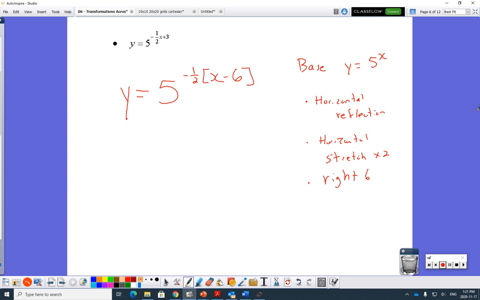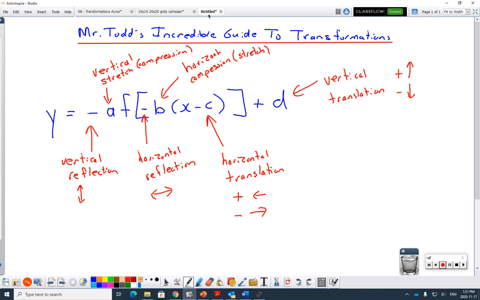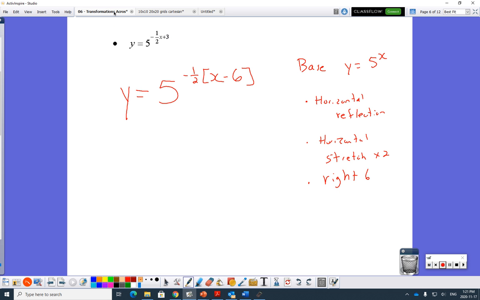Let's try in your words, shall we? Where did I get the horizontal reflection from? Where's that appearing in all this? The negative inside there. That was in that chart I gave you at the start. It says, hey, if there's a negative inside there, that's a horizontal reflection. How about the right 6? I'll do that first. That's easier, right? Right 6, negative 6, weird. Why wouldn't negative 6 be left? Well, when it's inside the function, it does the opposite of what you expect it to do.